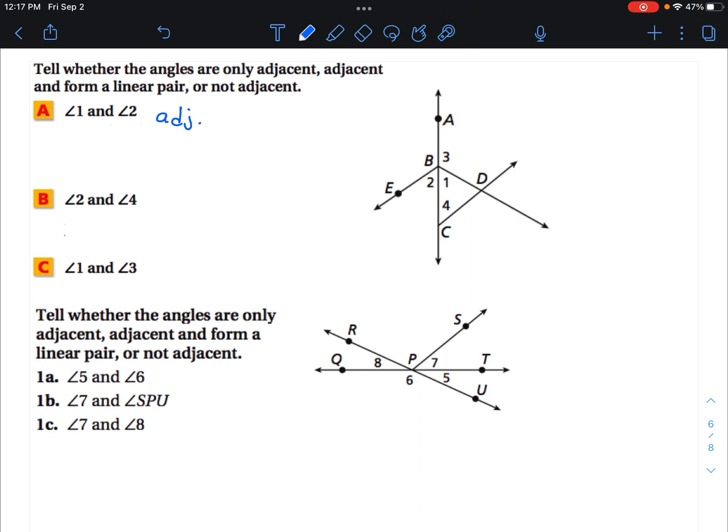Going on here, angles 2 and 4. Angle 2 is up here. Angle 4 is in a totally separate, it's like across the street, so they are not adjacent, which means they also can't be a linear pair. So that one's going to be not adjacent at all. Moving on here to angle 1 and 3. There's 3. Here's angle 1. There's the fence line between them. They're adjacent. And if you put them together, they do form a straight line. So that's going to be adjacent and a linear pair.